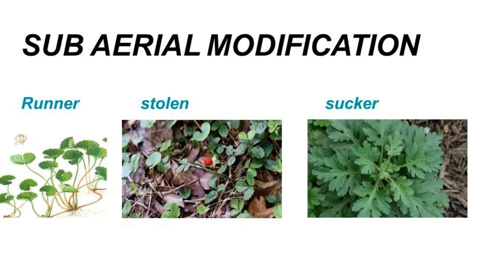The second is subaerial modification. In the subaerial modification, we have four types: runner, stolon, sucker, and offset. Runner: the stem grows laterally on the surface of the soil and produces roots where it touches the ground to give rise to new plants. An example is Tenella. The first picture is a runner.